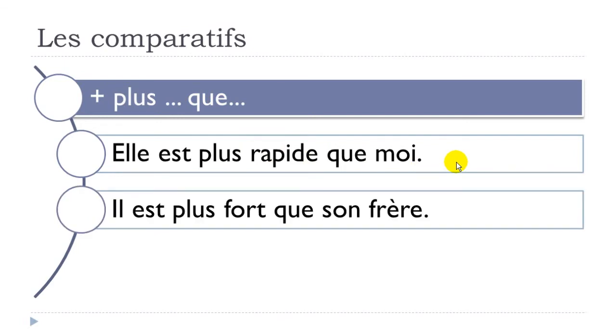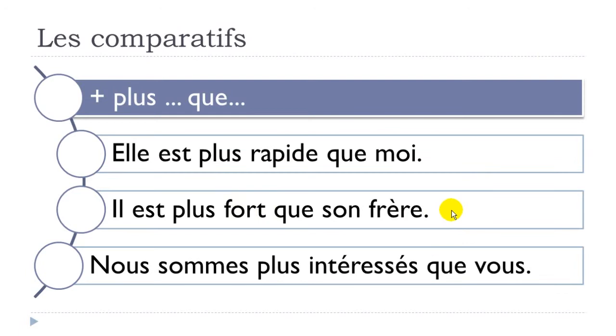Il est plus fort que son frère. Fort is strong. Nous sommes plus intéressés que vous. Okay? And in that case, well, you make this little link, little liaison between the two, so you hear a little bit this S, okay? Alright, so let's see them one more time. Elle est plus rapide que moi. Il est plus fort que son frère. Nous sommes plus intéressés que vous.